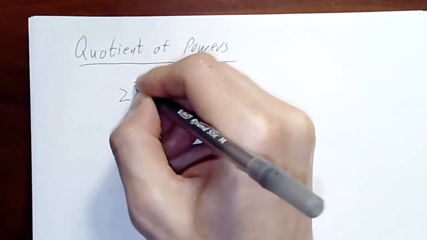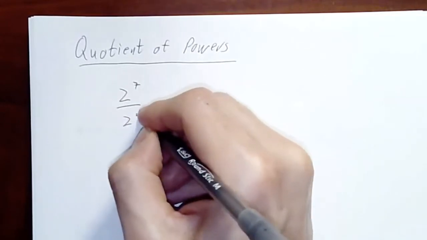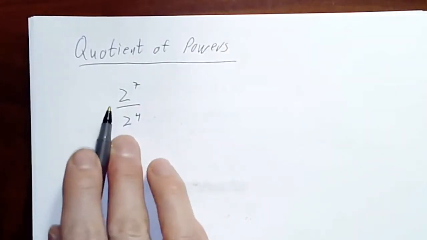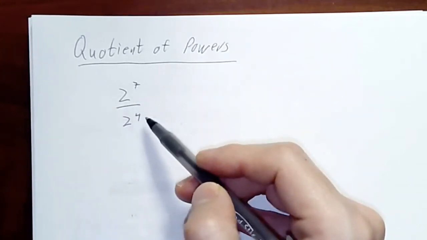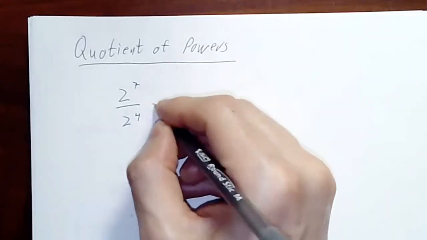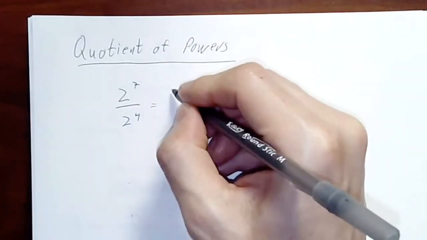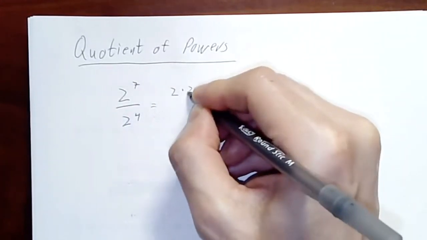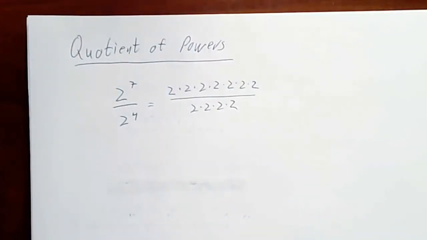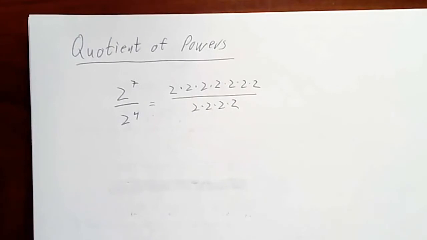2 to the 7th power divided by 2 to the 4th power. And this fraction is going to be dividing the same base with different powers. If you look back at my previous video on the definition of exponents, we now know that 2 to the 7th power means that I am multiplying 7 2's together. And I'm dividing that by 4 2's. We can go through this and we can find that when you divide a number by itself, it equals 1.